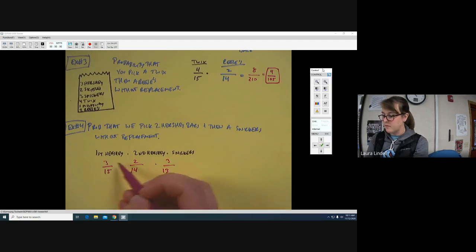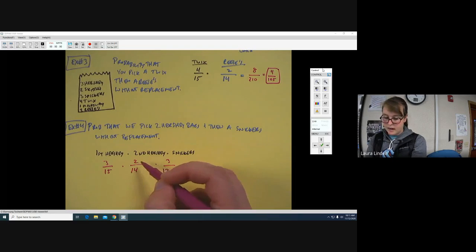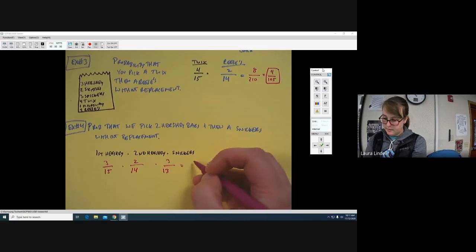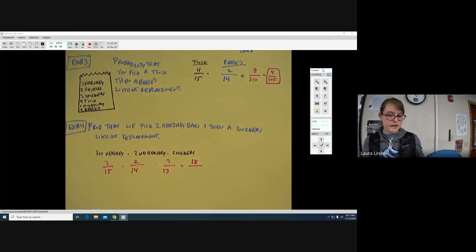So then we multiply straight across the top. 3 times 2 is 6 times 3 is 18. And 15 times 14 times 13, that one I'm going to have to use a calculator.